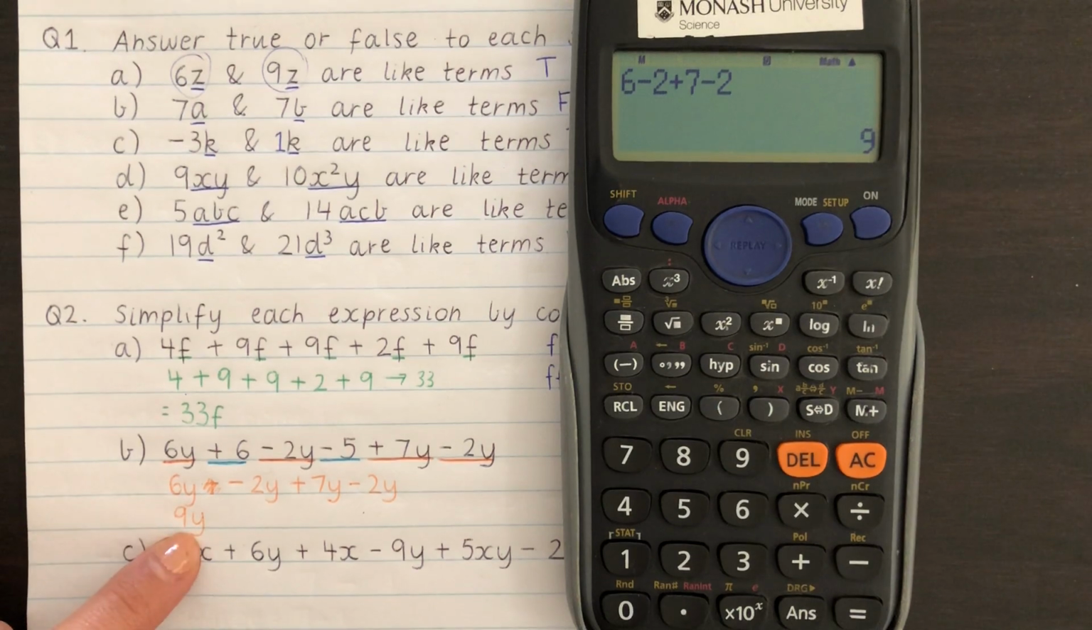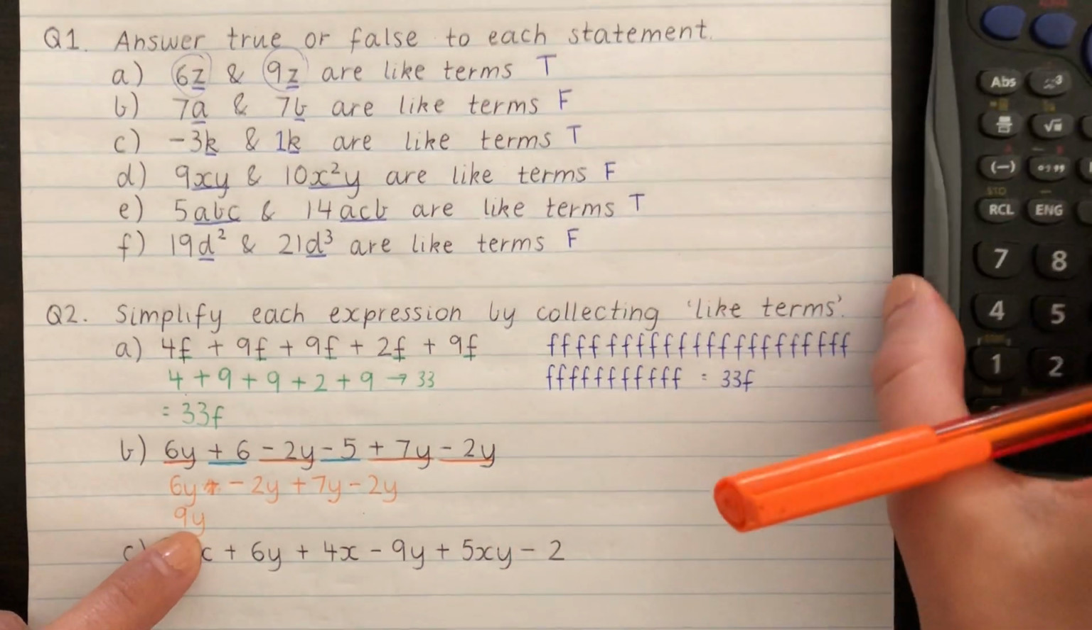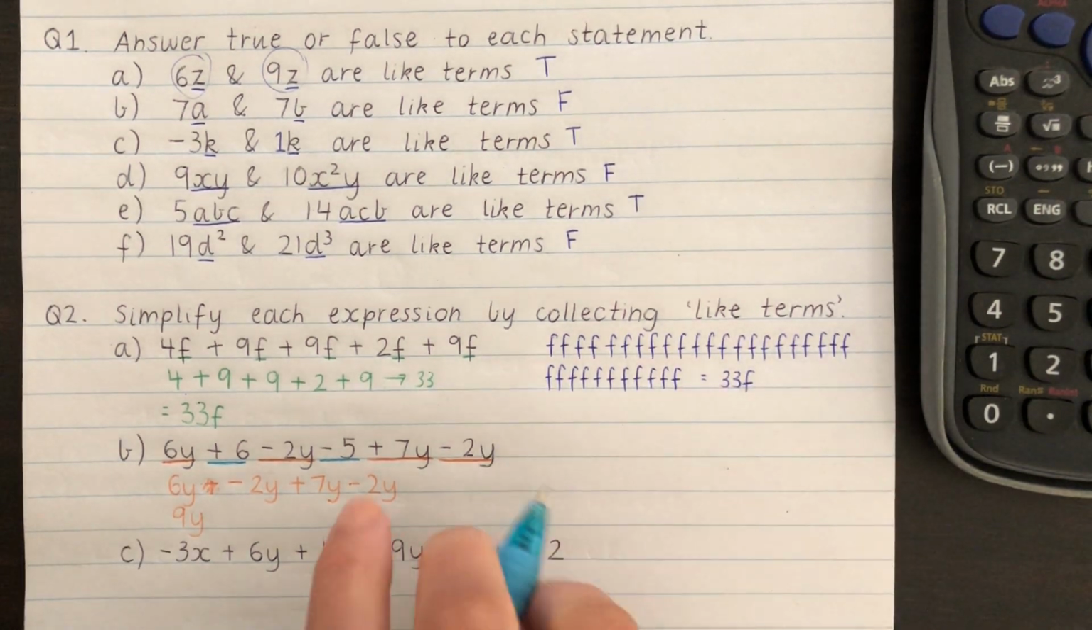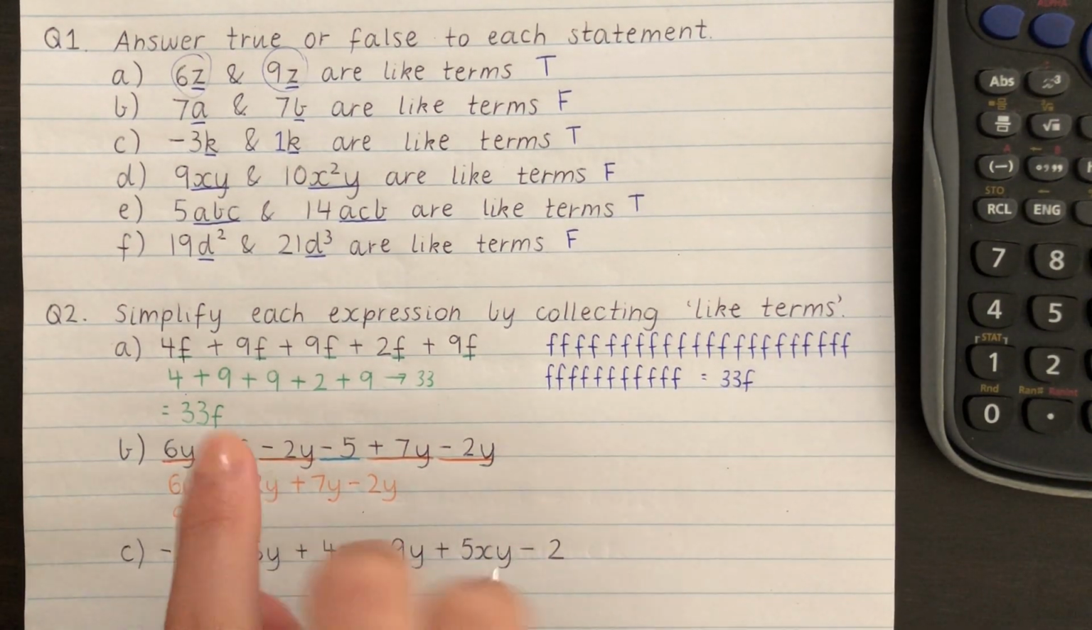So I'll just write it down here. Okay, now that's not my final answer because I also need to do the blues. I'll do the blues next to it. So we've got plus 6.